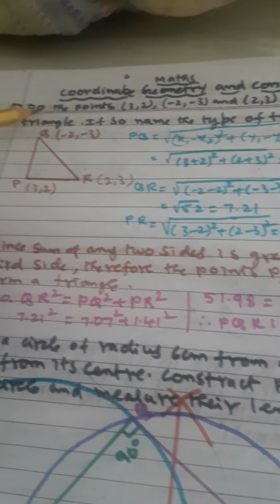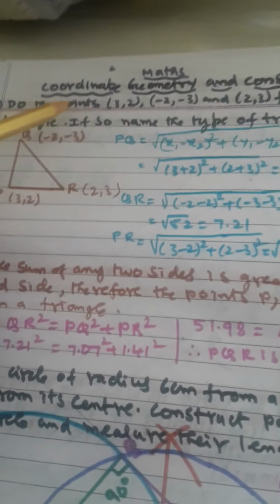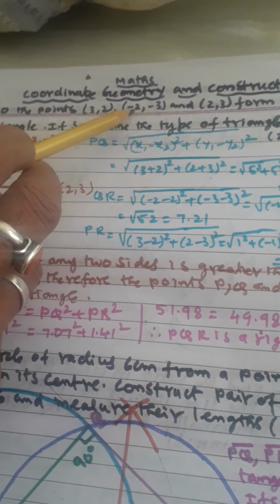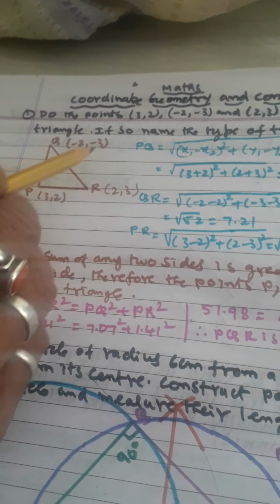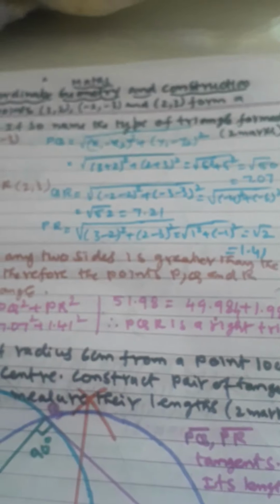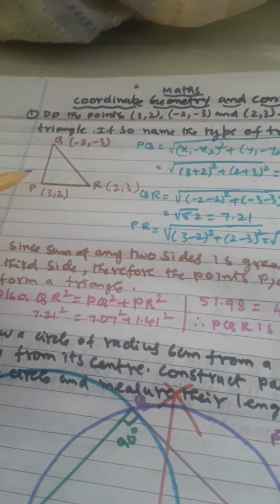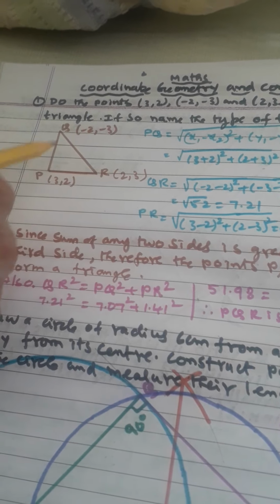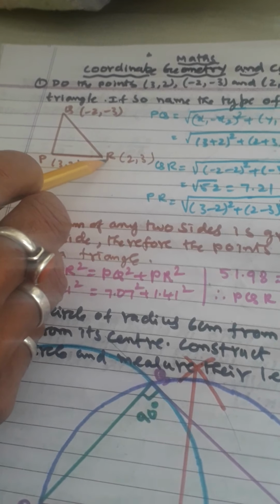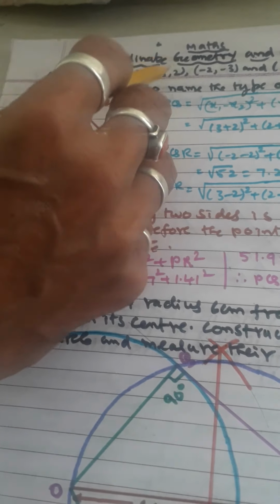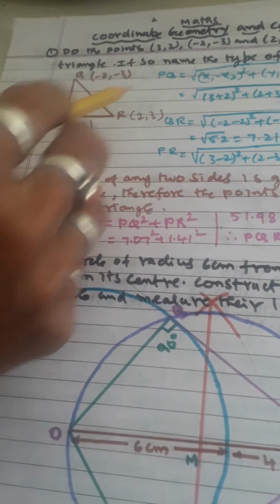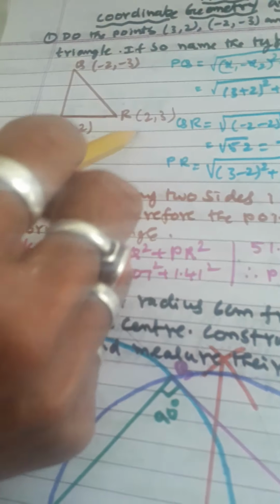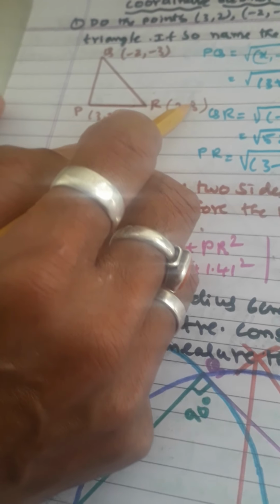See, first I'll explain a question for coordinate geometry. Do the points (3, 2), (-2, -3), (2, 3) form a triangle? If so, name the type of triangle. They are asking this question here. So what you have to do is take a triangle, just roughly draw. Let us consider the triangle name as PQR. For P write the first coordinate given, for Q the second coordinate, and for R the third coordinate. Then you see whether it forms a triangle.